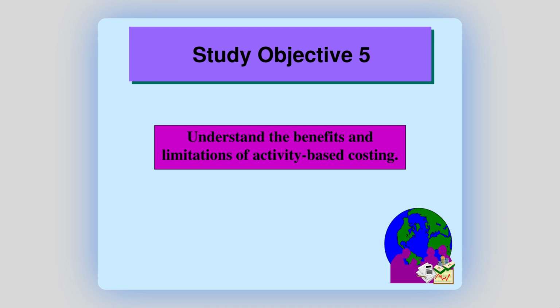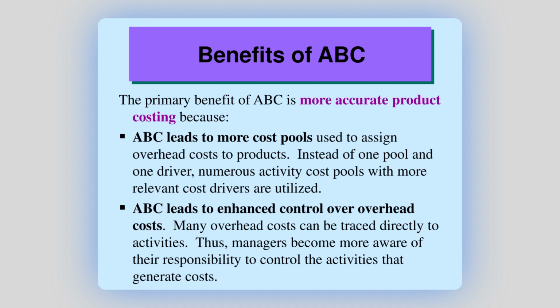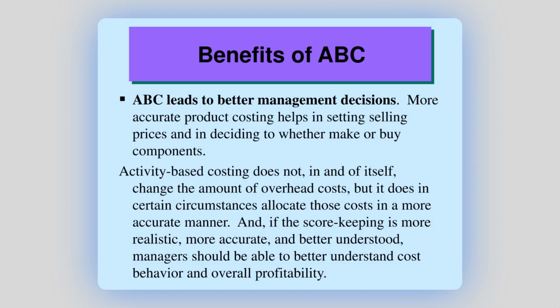Alright, next one. Understand the benefits and the limitations of your activity-based costing system. So, ano yung mga benefits of the ABC and limitations? Benefits of the ABC. So, the primary benefit of the ABC is a more accurate product costing. So, activity-based costing leads to a more cost pools. Yes, di ba? Kanina, ang dami nating cost pool. Okay? Activity-based costing naman leads to enhanced control over our overhead costs. Kasi nga, it is based on per activity. What else? Activity-based costing leads to a better management decision.